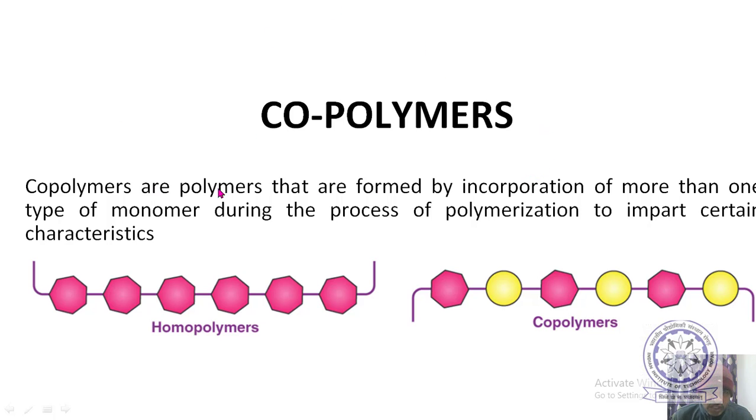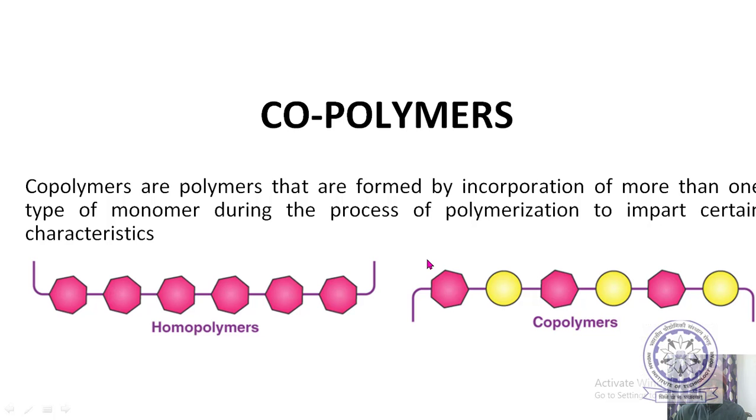Now, copolymers. What are copolymers? Copolymers are polymers that are formed by incorporation of more than one type of monomer during the process of polymerization, to impart certain characteristics. Homopolymers are all ethylene only. Like that, for copolymers you may have, for example, different kinds of monomers in the polymers. So these are called copolymers of ethylene. Like that we have one or two important copolymers.